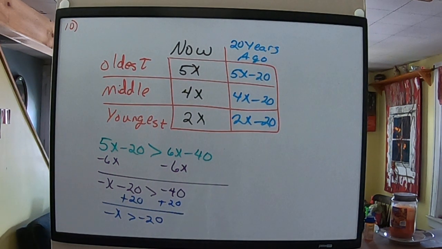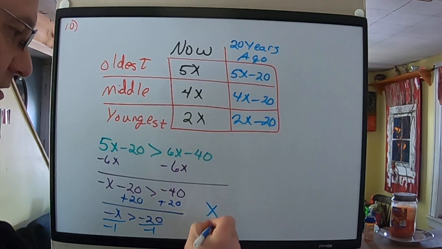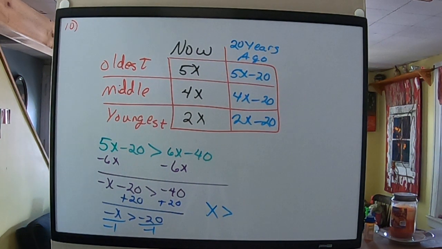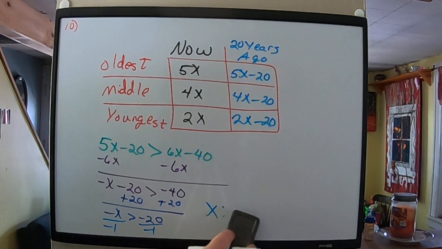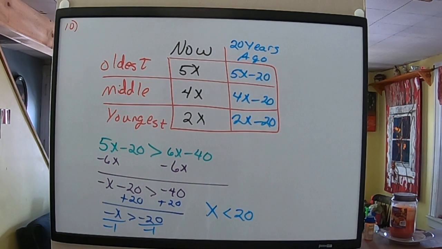And then you want to get rid of this negative. Now you're going to divide by a negative 1. Whenever you multiply or divide both sides of an inequality by a negative, you have to change the direction of the inequality. Oops. What did I do here? I did something wrong. Greater than. Yeah, I didn't turn it. I just said it and didn't do it. Less than 20. X less than 20. There we go. Almost messed it up.